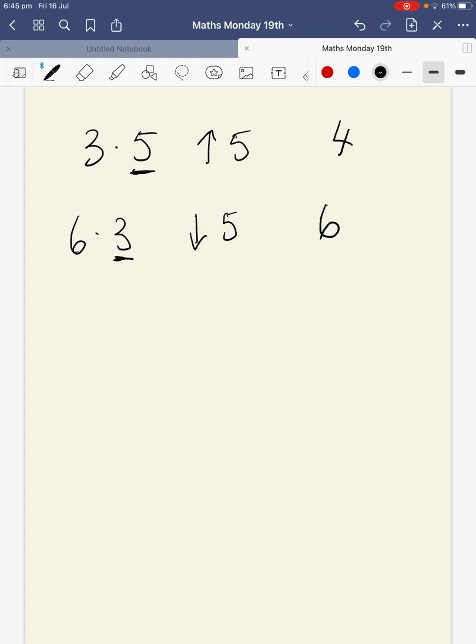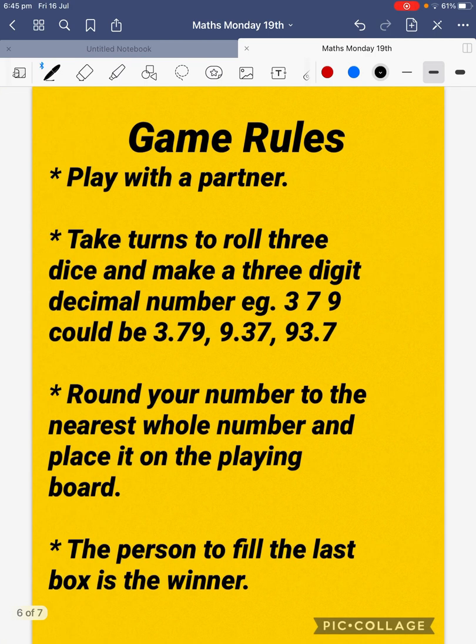Now, even if the number goes to 2 decimal places, such as 7.42 or 7 and 42 hundredths, we still look at the number in the tenths position. In this instance, it's below 5, so the nearest whole number is 7. Now, you're going to have an opportunity to apply that skill to a game that you're already familiar with. You're going to need to play with a partner.